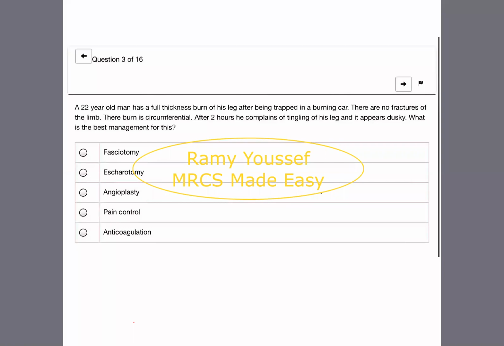Go ahead. Hello, sir. I have a question about this scenario. In January 2019, there was a question about hyperkalemia. The patient had moderate signs of dehydration and potassium was high. They gave options like fluid challenge and rectal resonium. Among five, those two were the more appropriate answers.